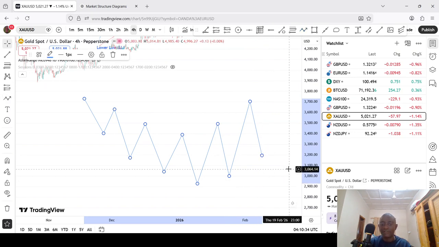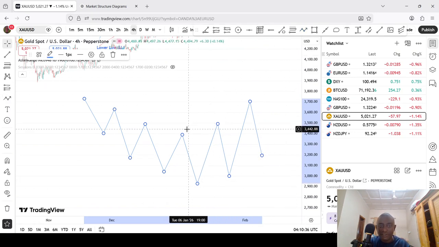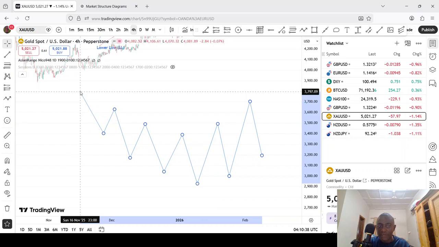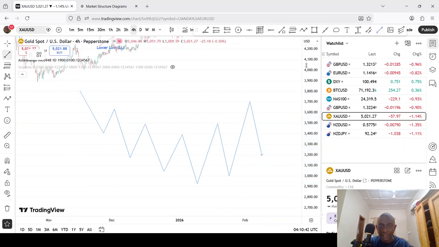Let me hold it here. So right now, previously I explained the strong highs. So at least initially we had a price, something like this one was a strong high. You understand?